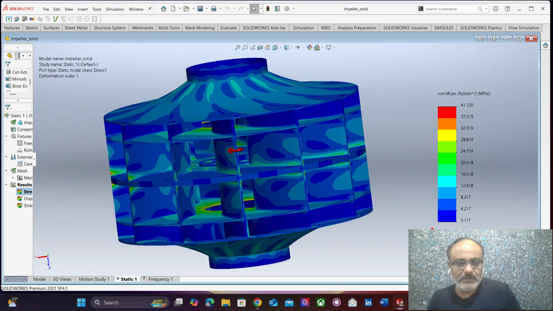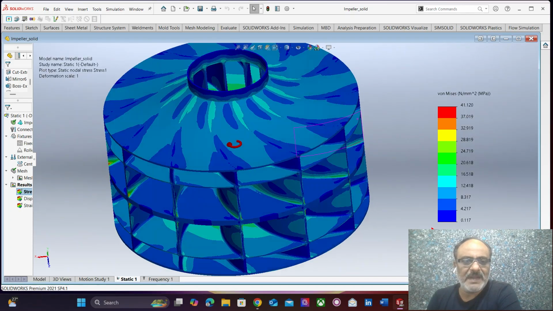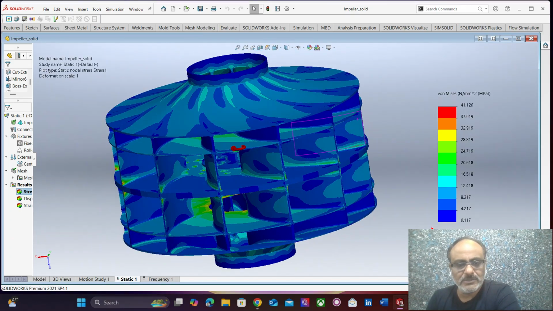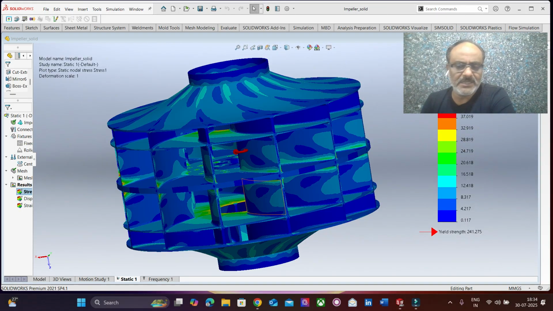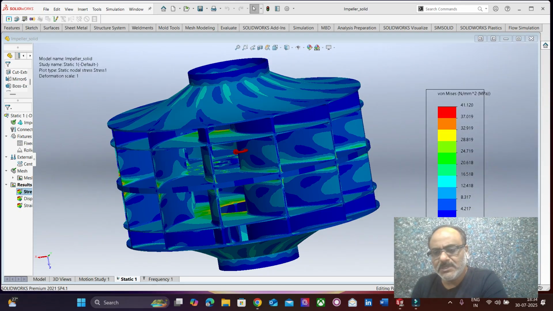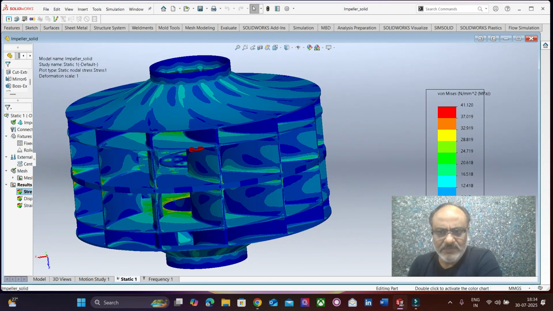So this is the stress value, and we are able to see the structure is symmetrical, and the stress contours are also symmetrical. The region in blue is about 0.117 to 12.4 Newton per mm square. So it's considerably less because the yield strength of the material itself is about 241 Newton per mm square. So now 12 Newton per mm square is a considerably low value. So that is safer. Now let's see the maximum value, which is about 41.2 Newton per mm square.